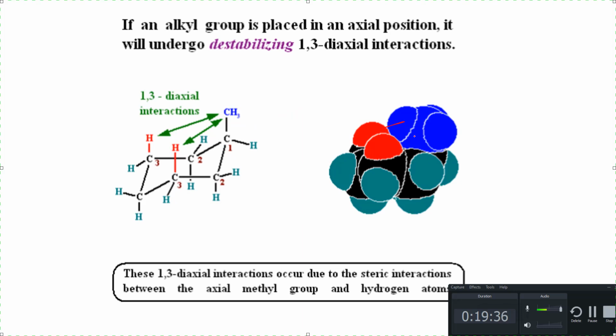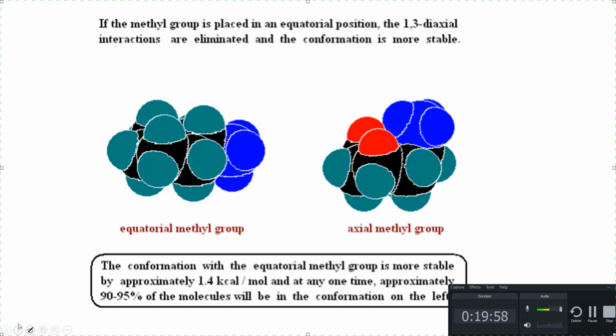Now you can see that the methyl group and those axial hydrogens are very close in space, and this is what is called the steric repulsion of those clouds of electron density. So the 1,3-diaxial interactions are destabilizing, whereas if the methyl group was equatorial, there are no diaxial interactions.